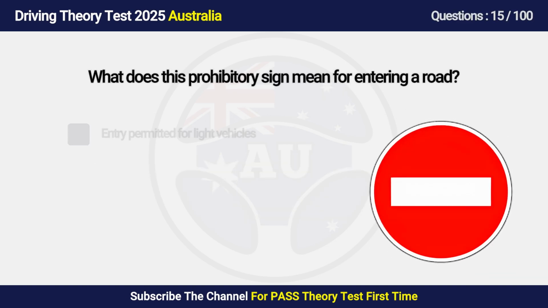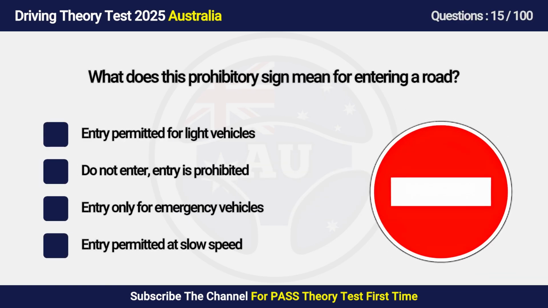Question 15. What does this prohibitory sign mean for entering a road? A. Entry permitted for light vehicles. B. Do not enter. Entry is prohibited. C. Entry only for emergency vehicles. D. Entry permitted at slow speed.